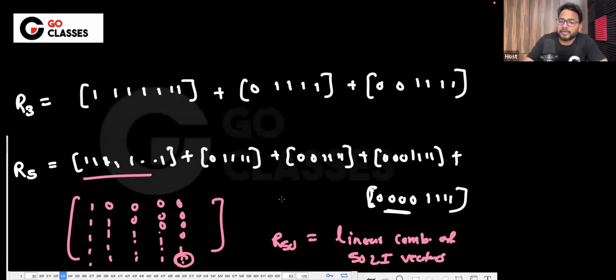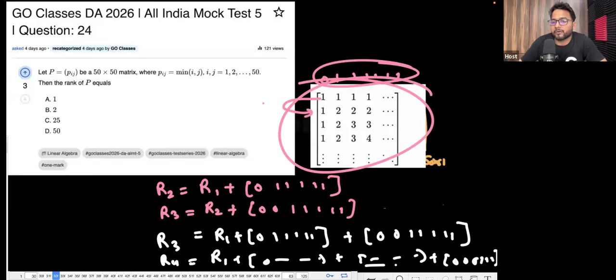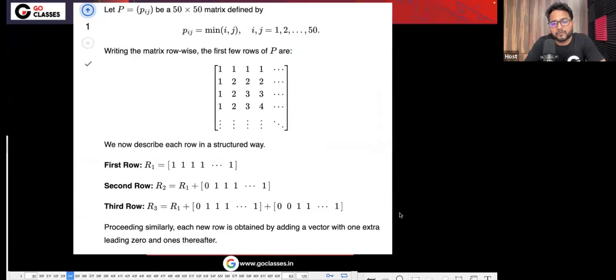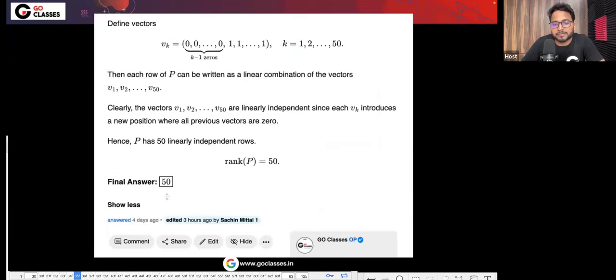So any row in this matrix is a linear combination of some of these 50 vectors, and using those 50 vectors you are making this matrix. That's why the rank of this matrix will be 50, because you're ultimately consuming all those 50 vectors till the last row. So D is the correct answer here. I have also written the solution in a similar way. You can see the third row will be like this and so on. So 50 is the correct answer here.